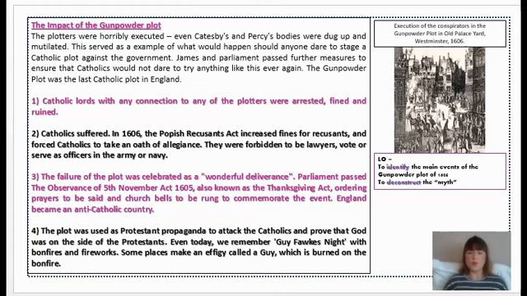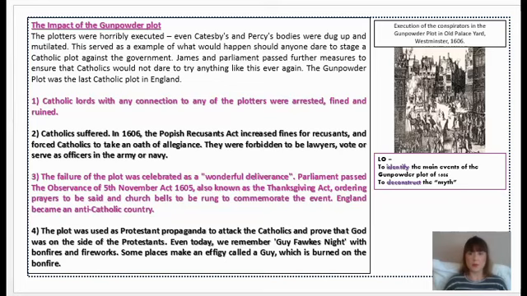Catholic lords with any connection to any of the plotters were arrested, fined and ruined. And your reputation in those days was everything, really. So if you were linked to this plot in any way, no one would want to do business with you anymore or associate with you.